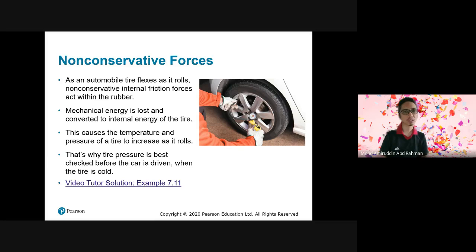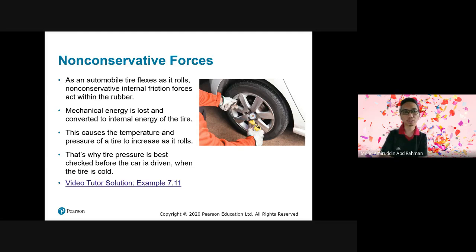For example, we are checking the tire. Let's say we have an automobile tire that flexes as it rolls. The non-conservative internal friction forces act within the rubber. The mechanical energy is lost and converted to the internal energy of the tire. This causes the temperature and pressure of the tire to increase as it rolls. So that's why it is best to check the tire pressure before the car is driven, when the tire is cold.